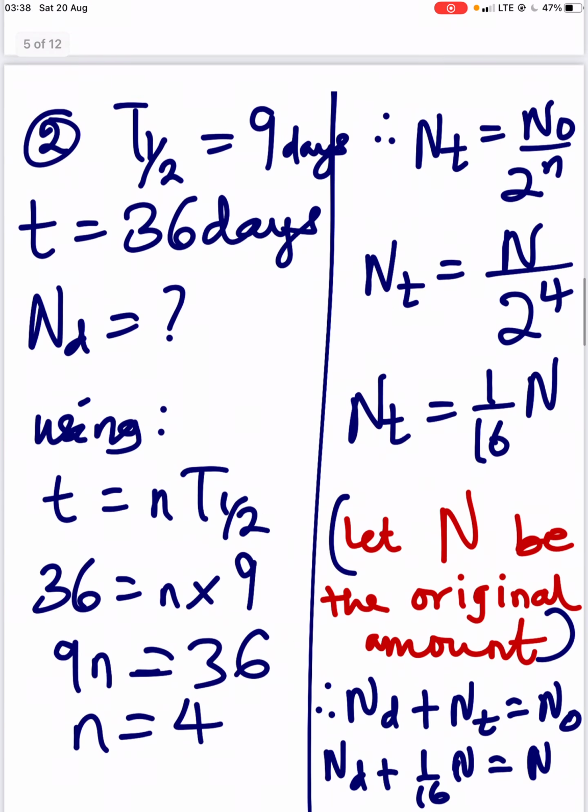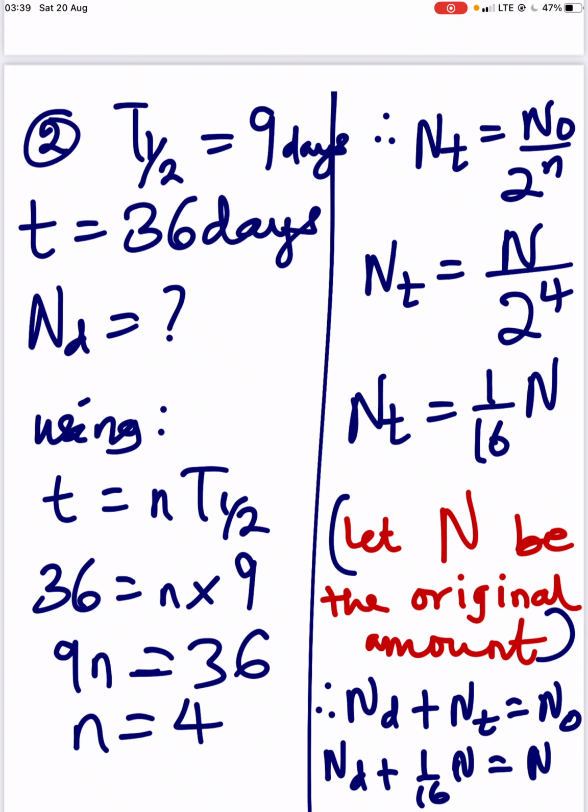Also, number 2 says the half-life of a radioactive isotope is 9 days. Find the amount which has decayed after 36 days. Question 2 is the same as question 1. We use t is n times T half. 36 is n times 9, T half is the half-life. So 9n is 36 and n is 4.